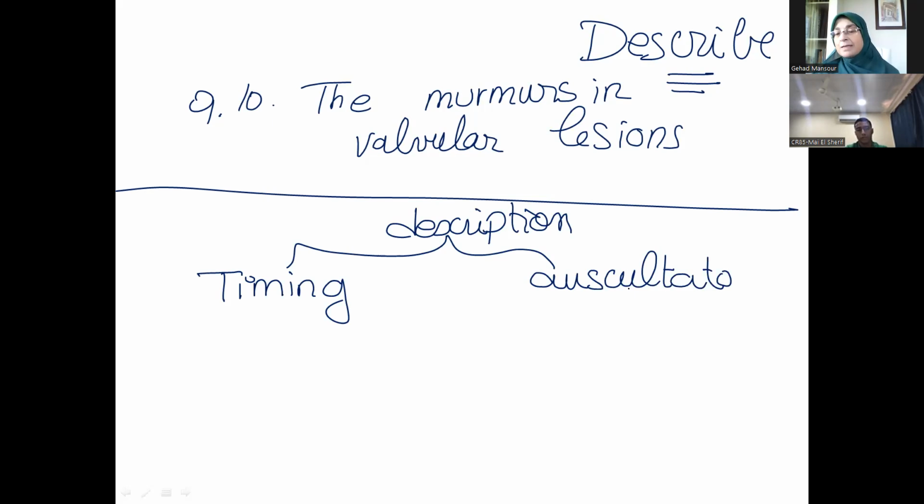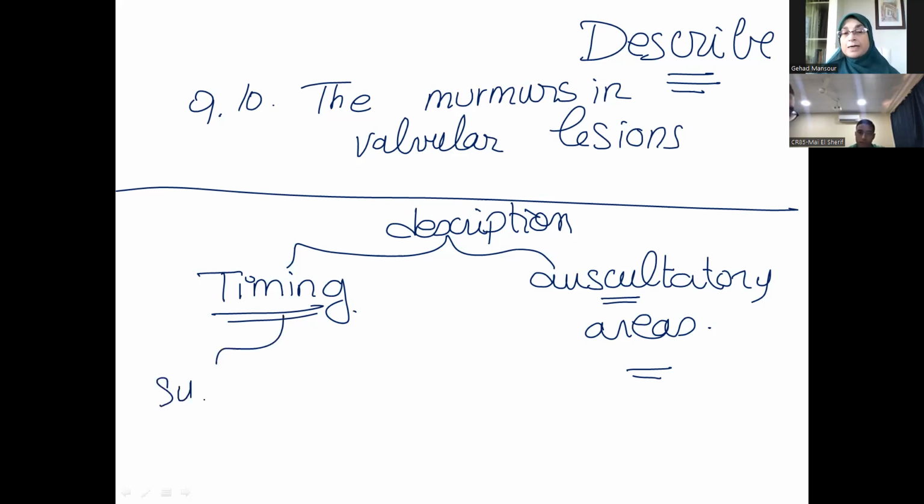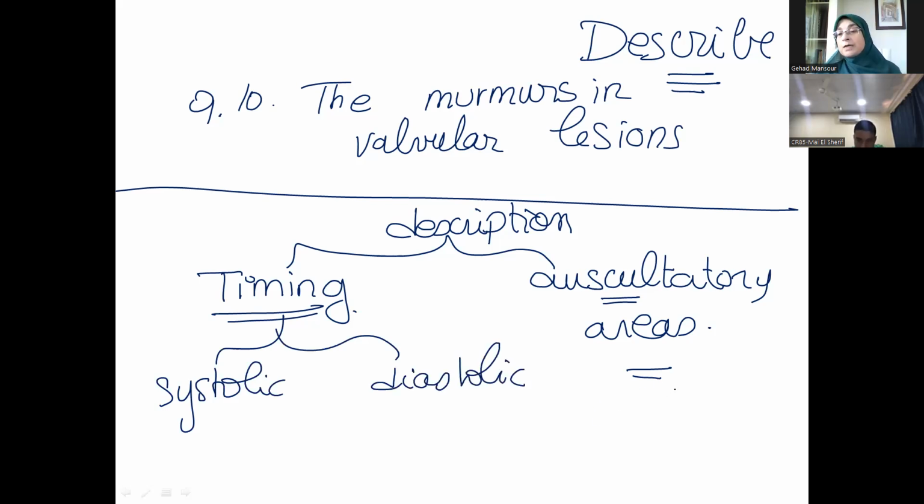وطبعا بالتالي يبقى انت لازم تعرف الاسكالتاتوري areas، وهنقولهم احنا قلناهم المره اللي فاتت في الريفيجن اللي فات، لو مش فاكرين. الاورتيك طيب. والمايترال والترايكاسبيد لازم نعرفهم كويس قوي. طيب يعني اذا انا مهم التايمنج. يعني ايه تايمنج؟ يعني اقول اذا كان المurmur is a systolic murmur ولا اقول المurmur is a diastolic murmur. الاسكالتاتوري area يعني اقول هو على الميترال area ولا الترايكاسبيد area ولا الاورتيك area ولا البولمونري area.